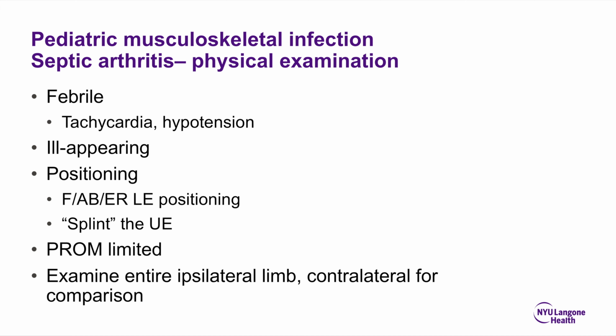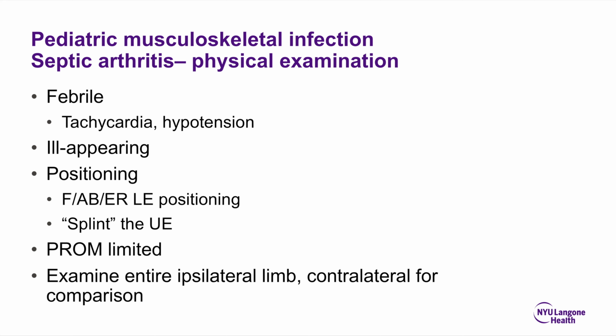On physical exam, the child may be febrile, and again, in more advanced cases, tachycardic or hypotensive. They may be ill-appearing. We talked about this positioning of a lower extremity, maybe flexion, abduction, and external rotation. If it's the hip that's affected, the upper extremity may be splinted by the child. Passive range of motion of the affected joint is quite limited. I think this is actually a hallmark finding of septic arthritis.